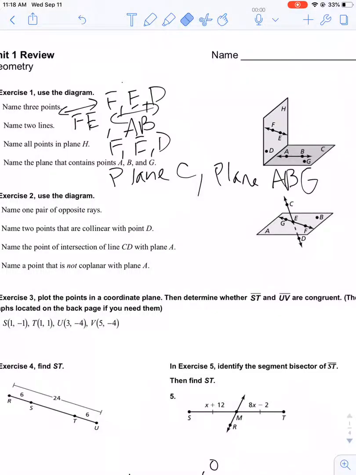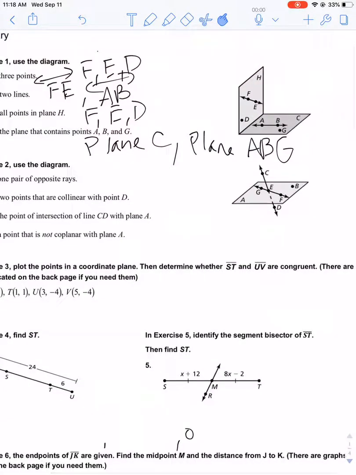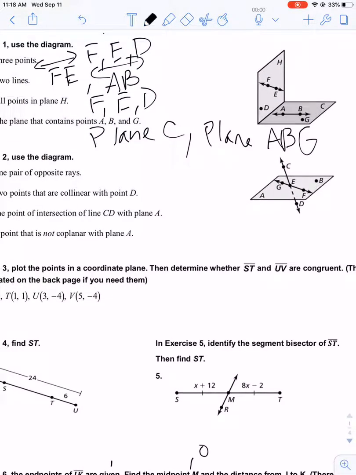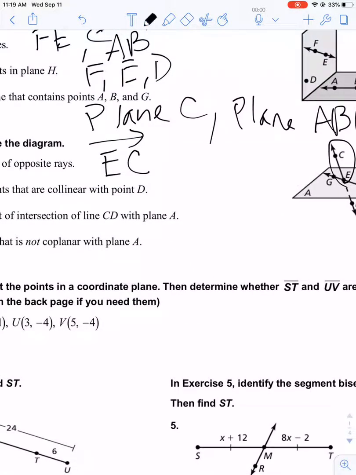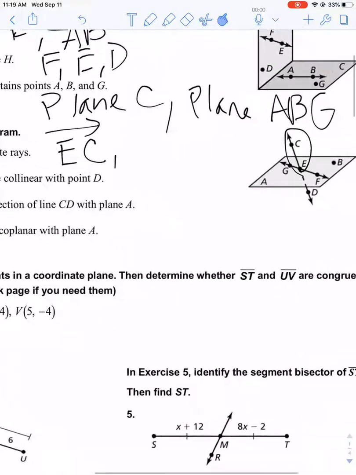Moving on. Name 1 pair of opposite rays in this picture. Well, I've got EC. Notice the E is the end point, so it will be the first letter. Its opposite is the one that goes the different direction. So E, D.